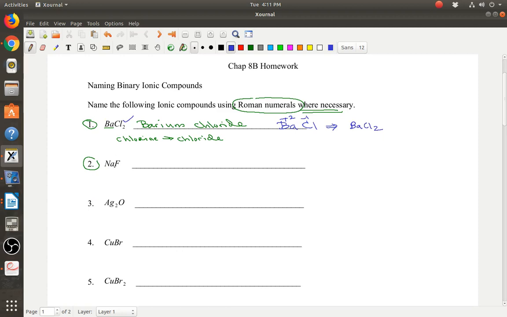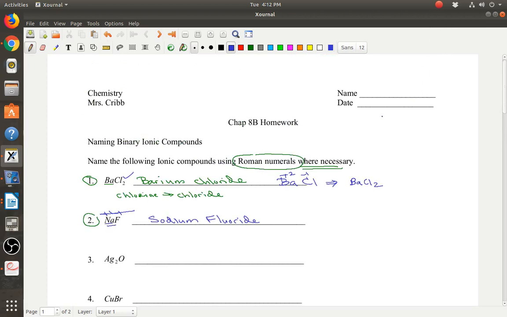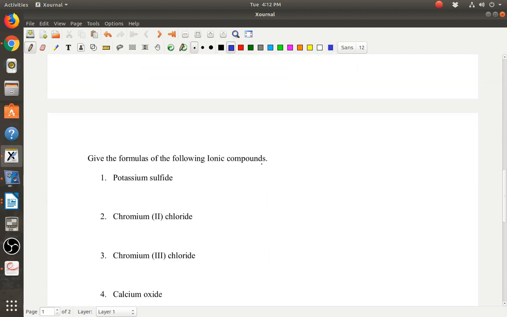What about this one? I want you to try this one, and once you've done it, we will check it. I'm going to assume that you've done that now. So Na is sodium, and F is fluorine, and fluorine becomes fluoride. Sodium has a +1 charge, and fluorine has a -1 charge. That's why you only needed one of each of those. This one we're going to cover in a little bit, so I'm not going to continue on with this worksheet.